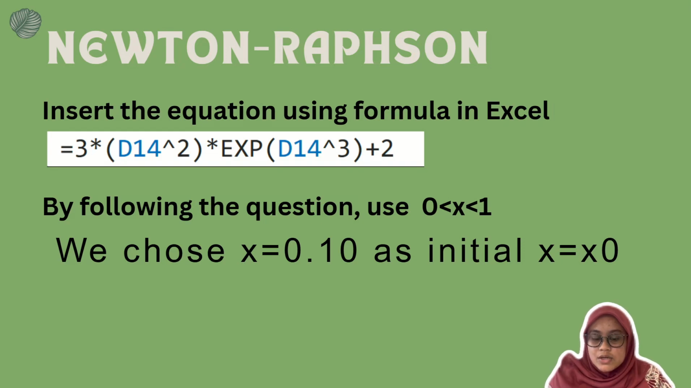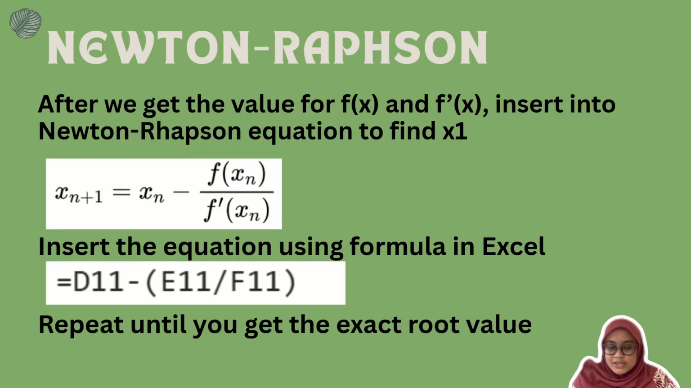So I chose x equals 0.10 as the initial x, x0. After that, we need to insert the x value 0.1 into the f(x) equation and the derivative of f(x). To find x1, we need to insert the value of f(x) and the derivative of f(x) into the Newton-Raphson equation.